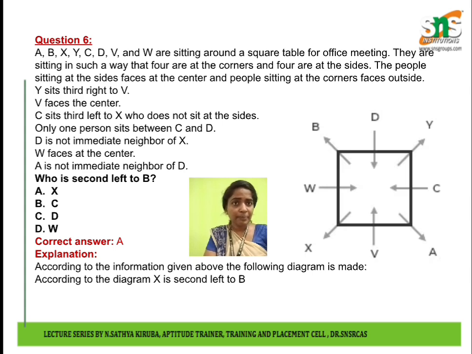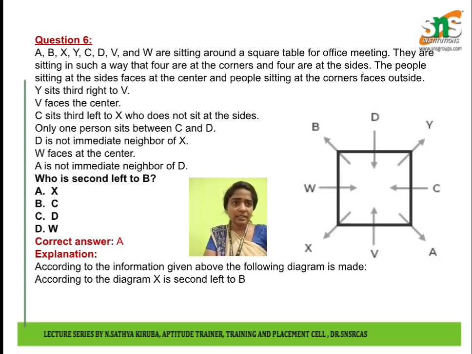It is right. Now only one person sits between C and D. And one more thing, X does not sit at the side, so we can obviously place him in the corner. Only one person, Y, is sitting between C and D. Now D is not an immediate neighbor of X. Obviously D is not the neighbor of X, and D's neighbors are B and Y.